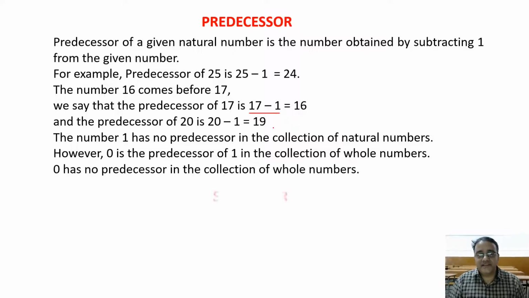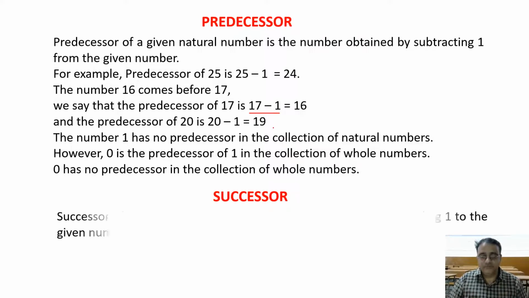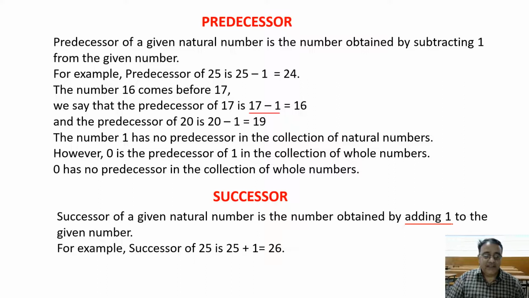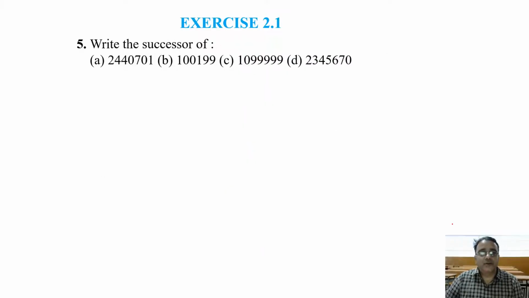Now the next topic is successor. How we will get the successor? By adding 1. So the successor of a given natural number is the number obtained by adding 1. Suppose 25 we are taking. So 25 का जो successor है, we will get by adding 1. That is 25 plus 1, 26. Right? Now we'll see a few examples from exercise 2.1.